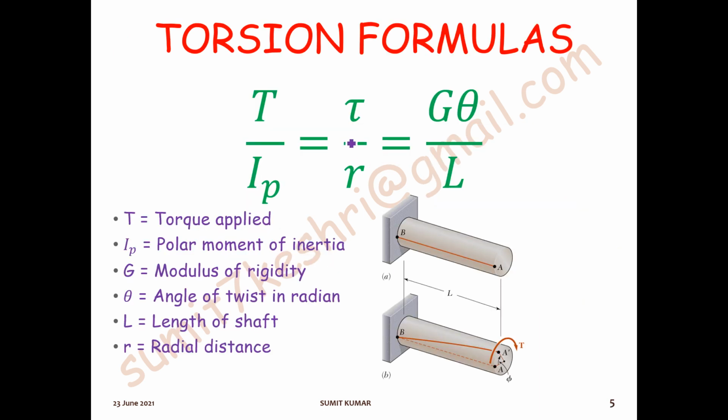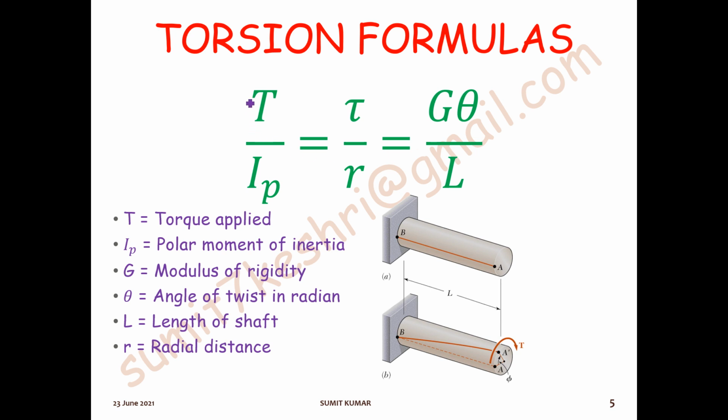Now, this is the very basic concept of this chapter, torsion, and this is called the torsional formula or torsional equation. T by IP equals tau by R equals G theta by L, where T is the torque applied, IP is the polar moment of inertia, tau is the shear stress, R is the radial distance, and G is the shear modulus or modulus of rigidity. Theta is the angle of twist, and L is the length.